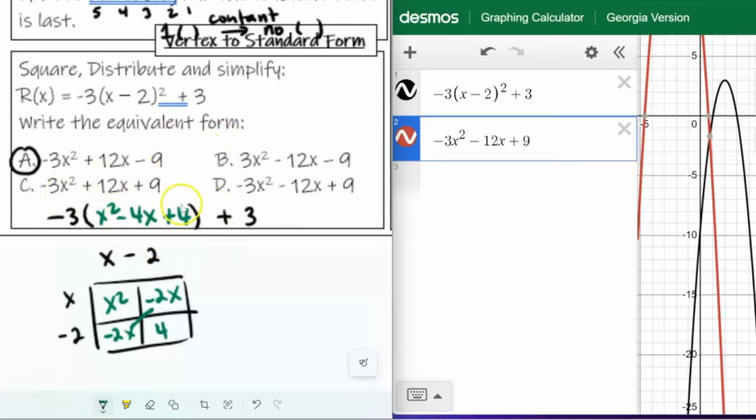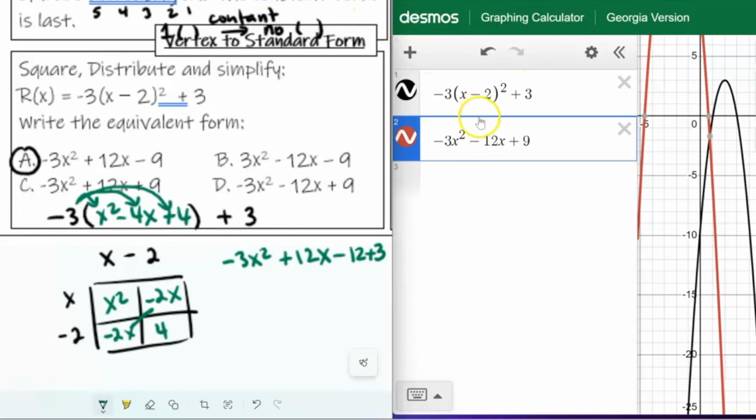Now, let me go ahead and distribute everything in. So I've got negative 3x squared. And then negative 3 times negative 4 is positive. So negative times a negative is positive. Positive 12x. And then negative 3 times 4 is, again, negative 12. And then I got this plus 3.